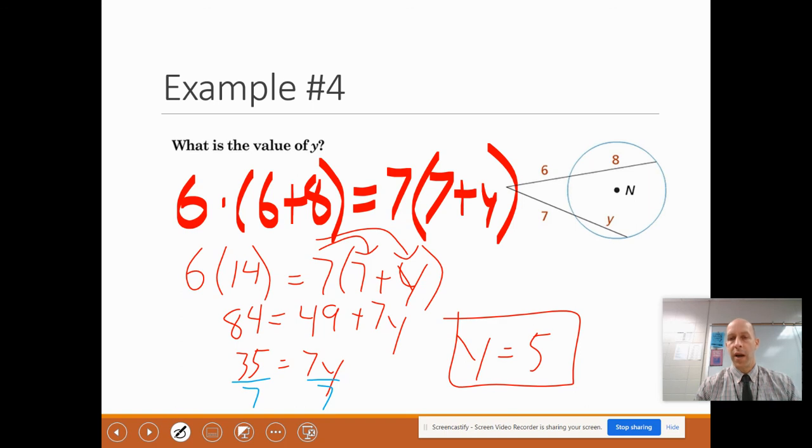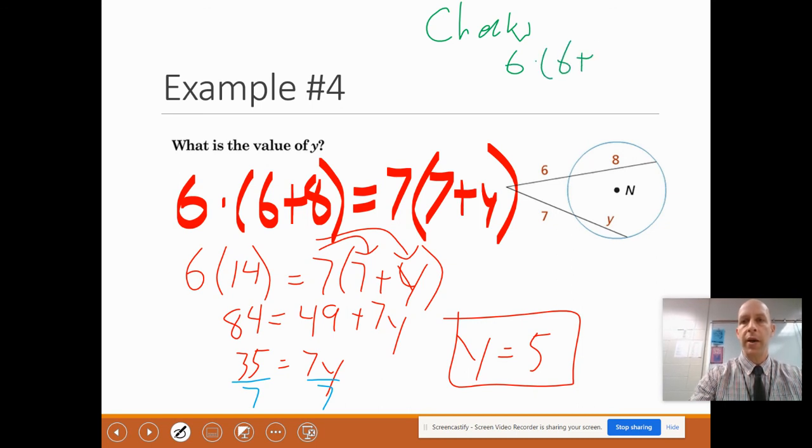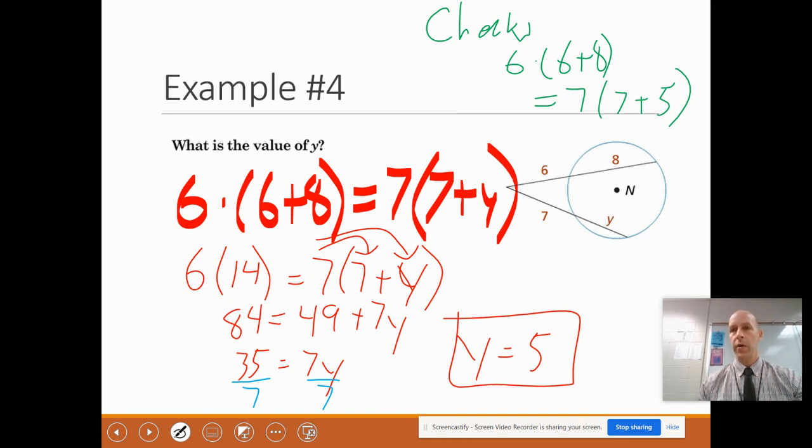In other words, we can check our answer here. I'll do this in green, this is my check. That should tell us that 6 times 6 plus 8 should be equal to 7 times 7 plus 5. In other words, 6 times 14, which is 84, should be equivalent to 7 times 12, which is also 84. And so it works.